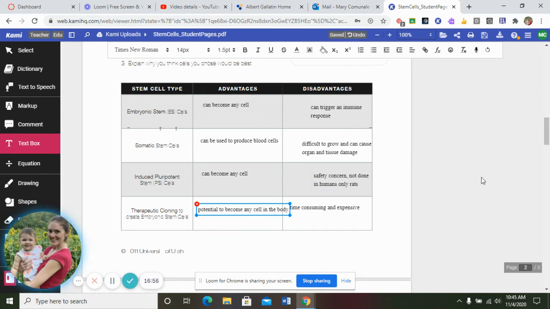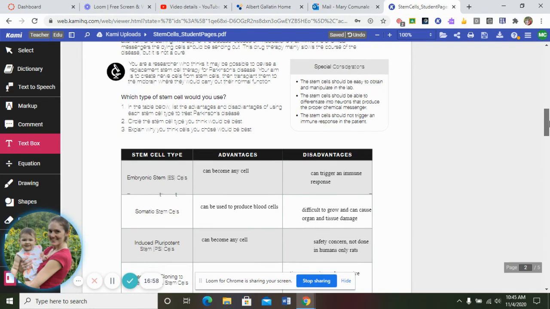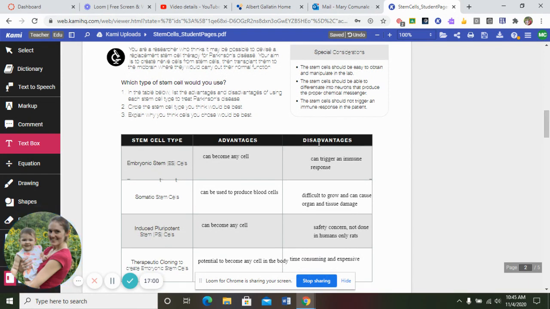Now, personally, if I was looking at the special considerations in which cell I would want to pick, I would go with the iPS cells down here. Even though it is a safety concern and it hasn't yet been done in people, they're not going to trigger an immune response. They're not going to cause tumor growth, and they are fairly easy to obtain in a lab.